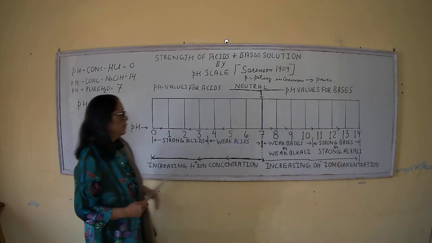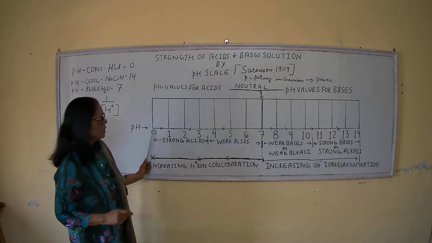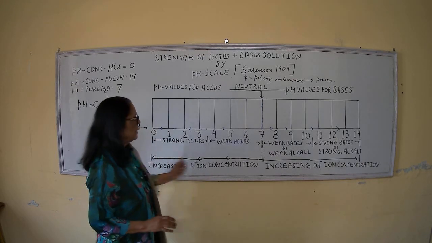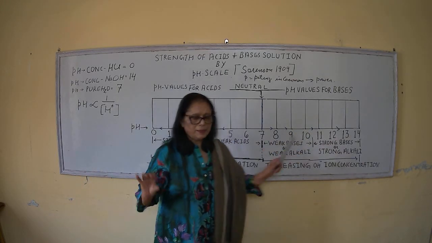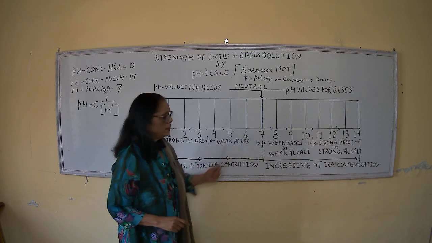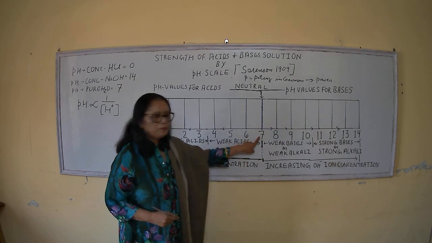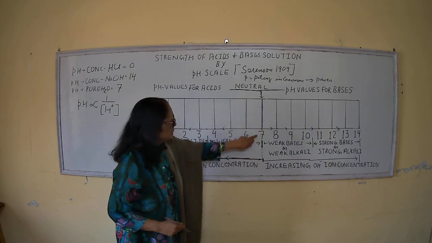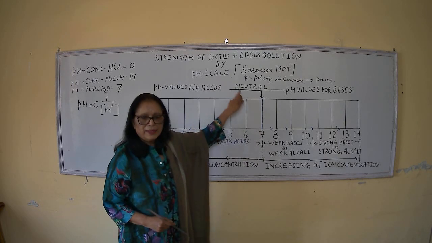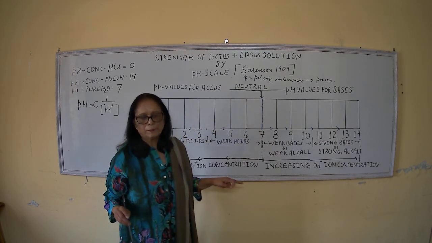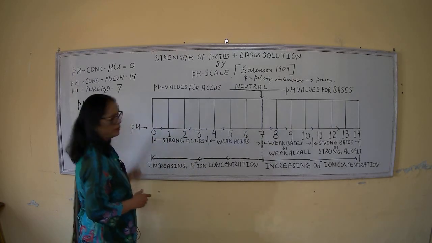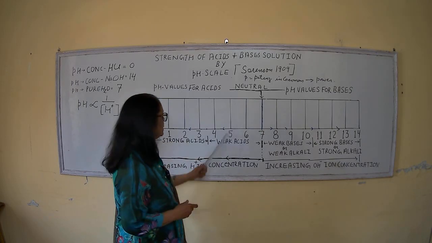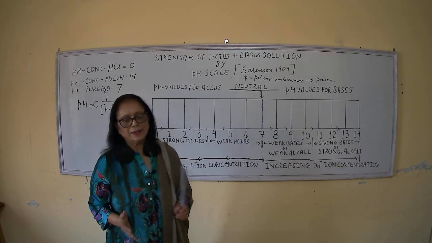So in this scale there are numbers from 0 to 14. We have made the scale from 0 to 14, and in the center is 7, which is pH 7. The solutions which have pH 7 are neutral. Neither are they acidic nor basic. And we have pure water, distilled water, 100% pure water. Its pH value is 7 because it is neither acidic nor basic.